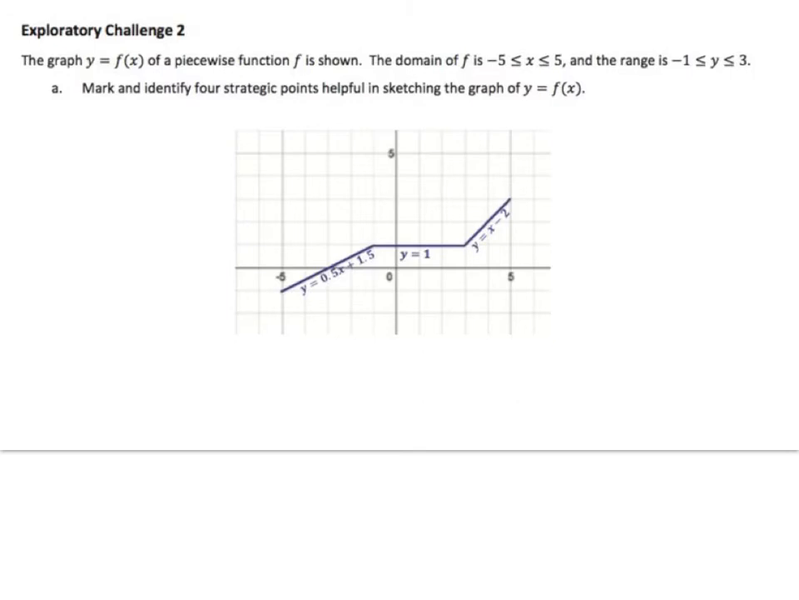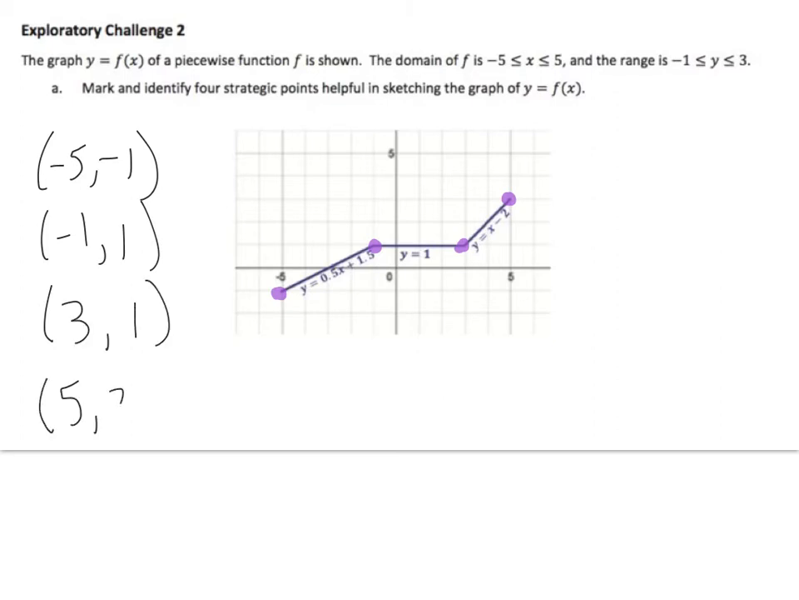Mark and identify 4 strategic points helpful in sketching the graph of y equals f of x. Let's see. I need that point, that point, that point, and that point. So I would just say -5, -1, -1, 1, 3, 1, and 5, 3.